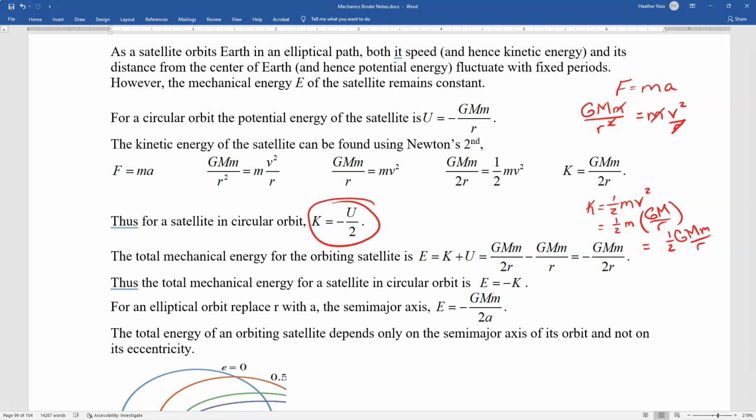which tells me that the magnitude is half of my potential energy, but it's positive because it's kinetic energy, and so we're going to have that negative in front. So what we get is that the total mechanical energy for an orbit is right here. And yes, it is indeed negative. If we're dealing with an elliptical orbit, we're just going to replace r with a, and we get the elliptical total mechanical energy.